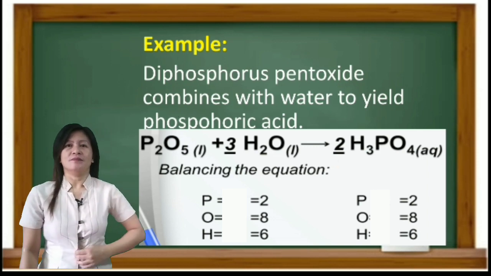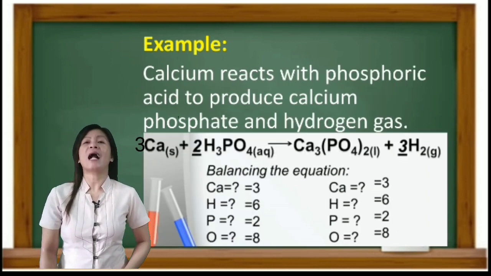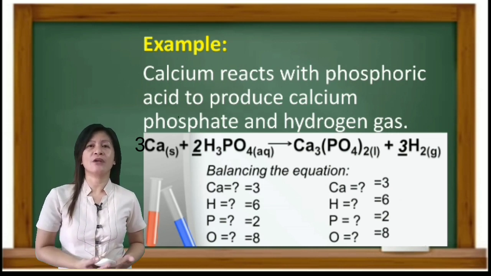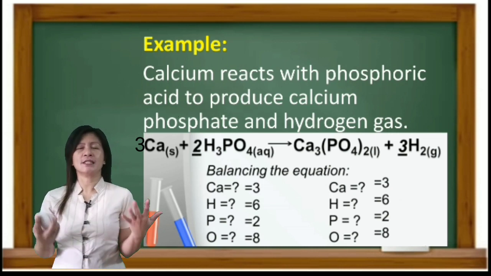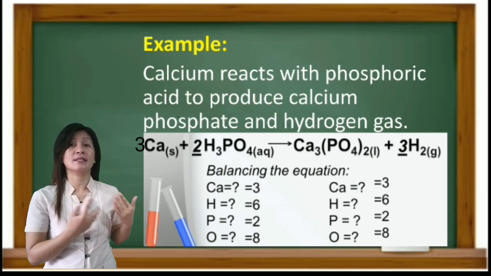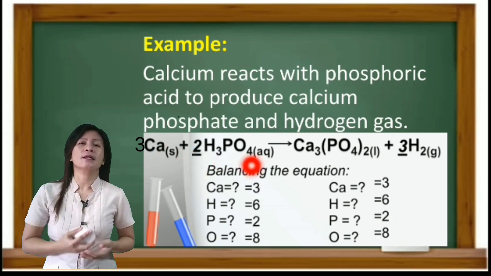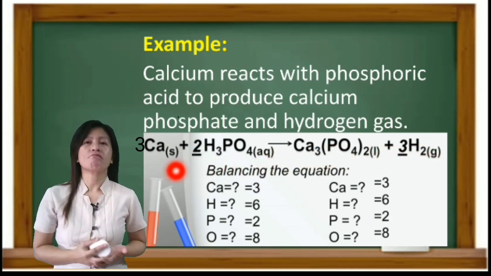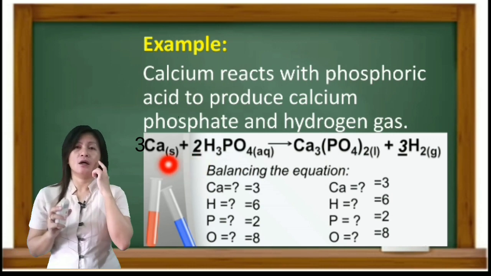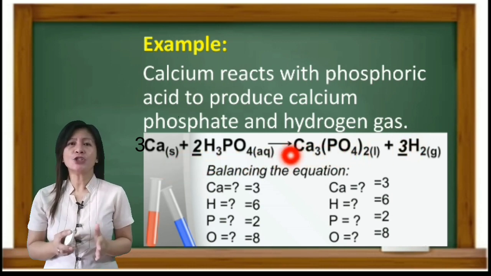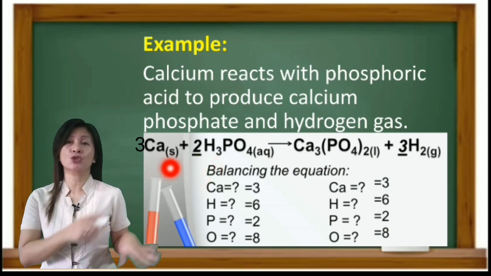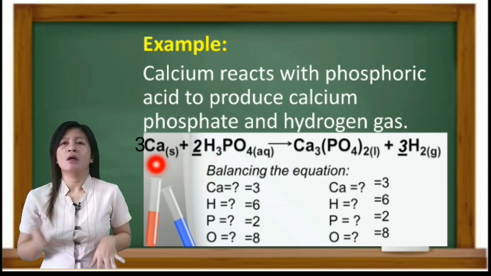Next. Okay, for this example, calcium reacts with phosphoric acid to produce calcium phosphate and hydrogen gas. So this is another complex reaction, more complex than the second example. As a guideline, look at the complexity of the formula. Calcium is simply an element, so the chemical symbol is used here in the equation.